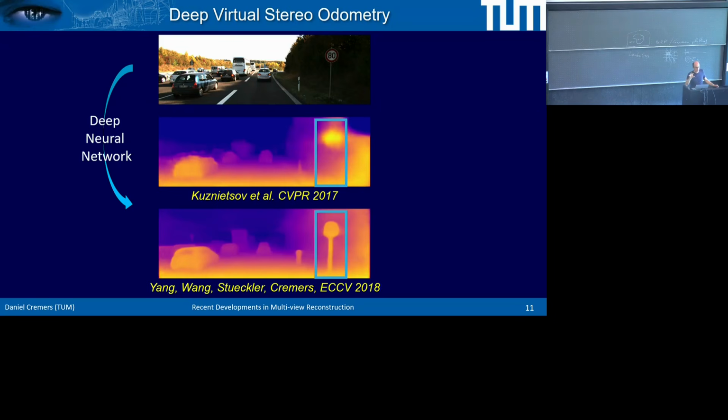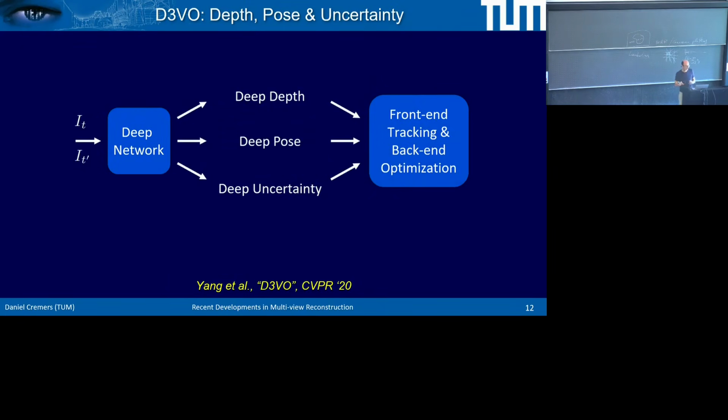We took these depth predictions and we fed them into a SLAM approach. So we had an optimization approach like DSO or LSD SLAM, and then we feed all these predictions into the SLAM pipeline. More specifically, we say, given two consecutive images, I_t and I_t', train a neural network to predict the depths for each image, to predict the relative camera motion between the two frames, so a pose prediction, and we also train a network to predict an uncertainty. And then we feed all of these predictions into a SLAM pipeline.